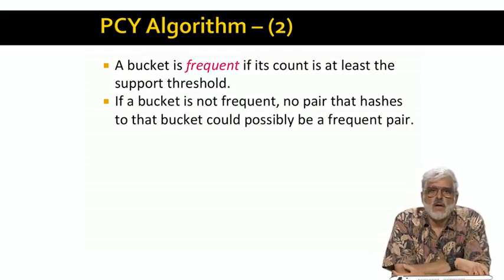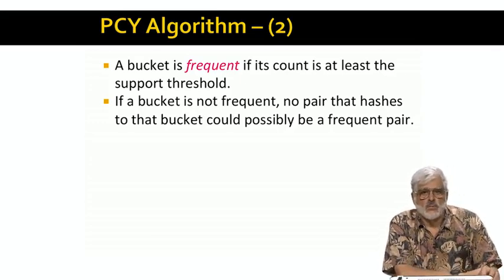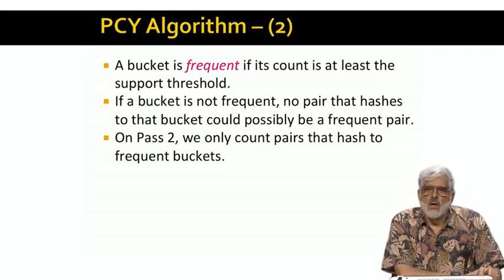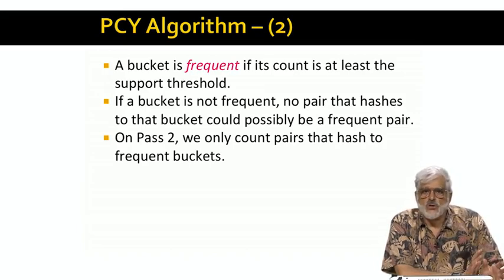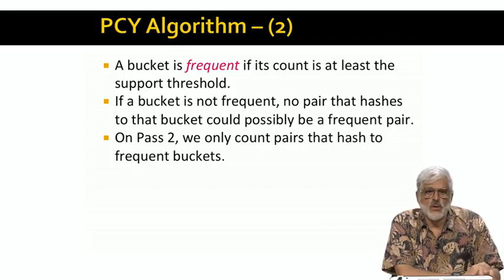But in the opposite case, we win. If a bucket is not frequent, then no pair that hashes to it could possibly be frequent. So on the second pass, we only need to count pairs that hash to a frequent bucket. And of course, the usual a priori trick works too. We only have to count a pair if both its members are frequent items.